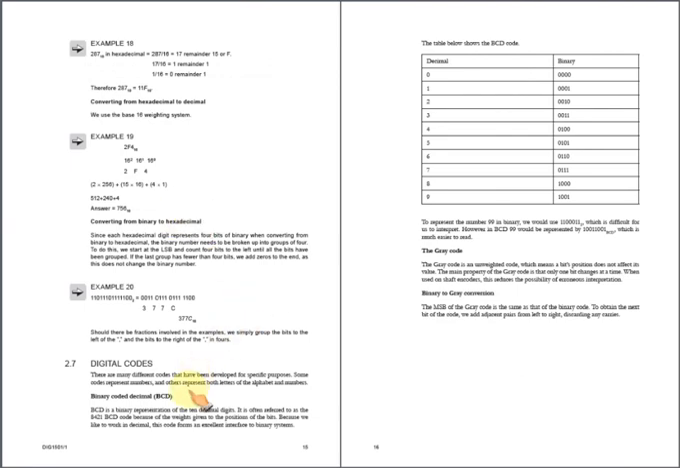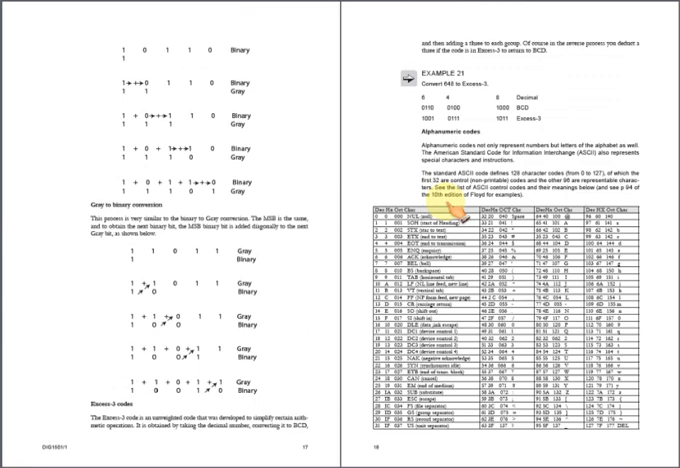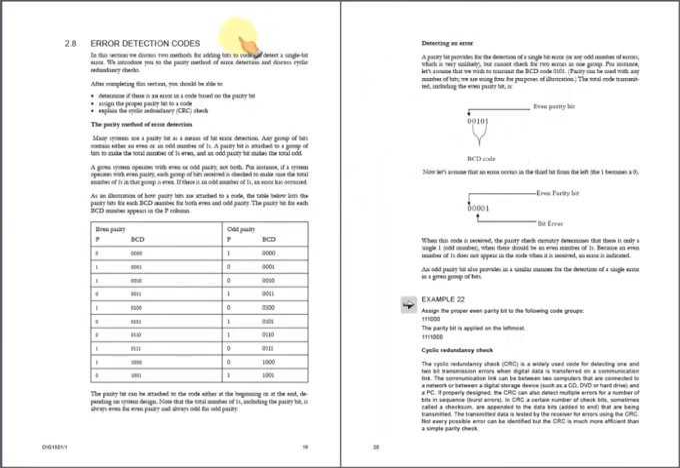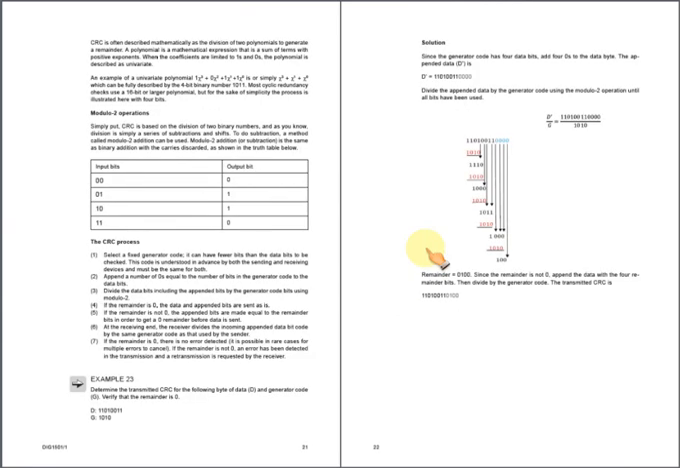You also need to understand what BCD code is, and it's basically just using 4 bits to represent decimal numbers. You need to understand what Gray code is, also alphanumeric codes, understand error detection codes, and even parity and odd parity and how they work. And yeah, the modulo 2 operation and CRC process I don't think is so important, but I think parity is a bit more important.